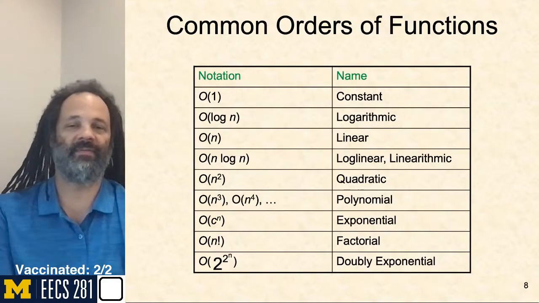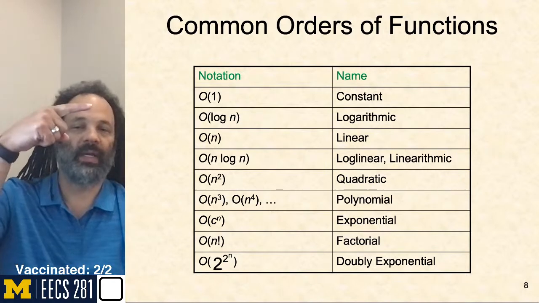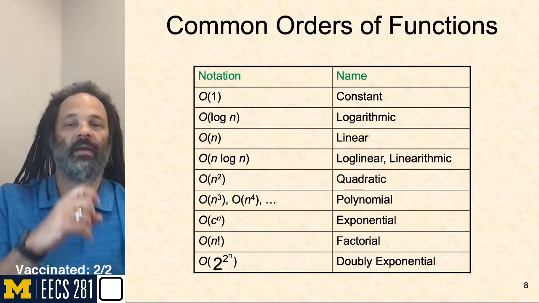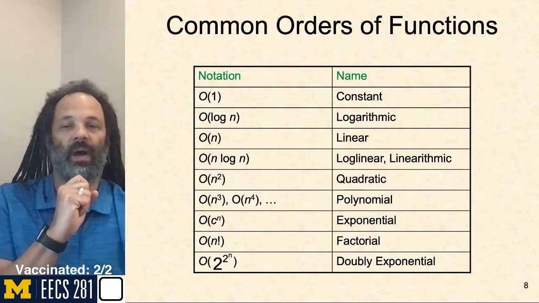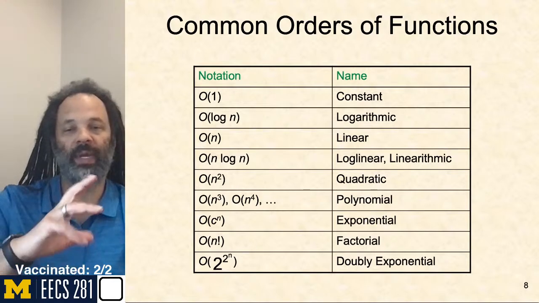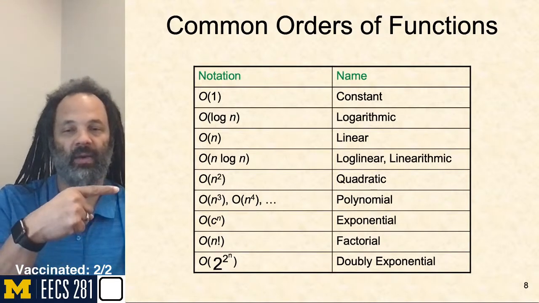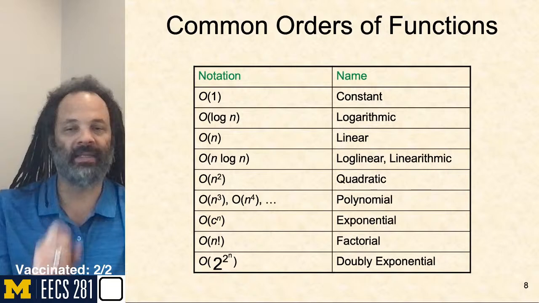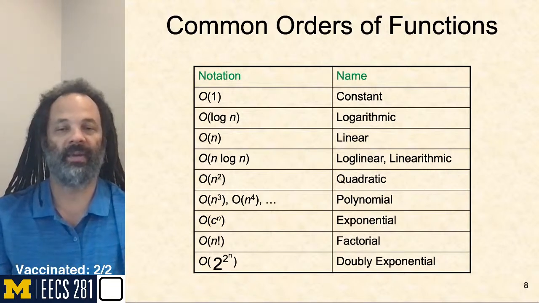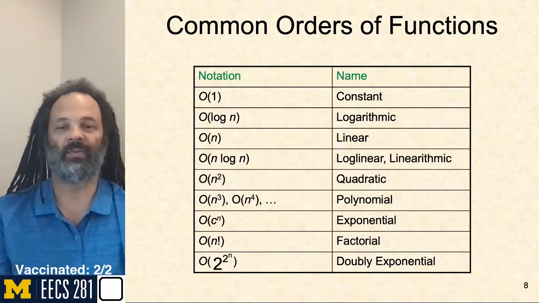Here are the common orders of them. We start out with our quickest at the top here, constant time, big O of 1. Then we've got logarithmic time, big O log n. There's linear time, big O of n. Between linear and quadratic, which is n squared, we've got n times log of n. We'll call that log linear, or sometimes linearithmic. Big O of n log n, that's where our really fast searches end up.